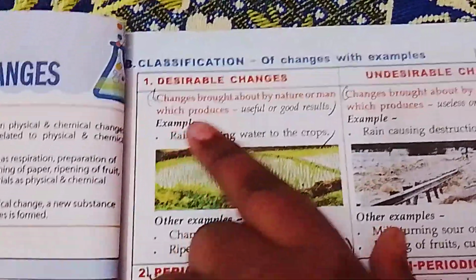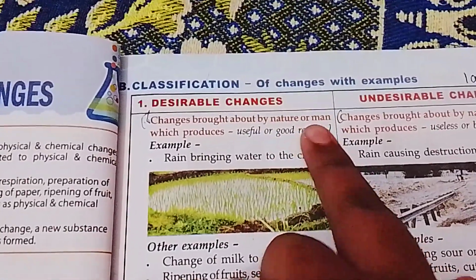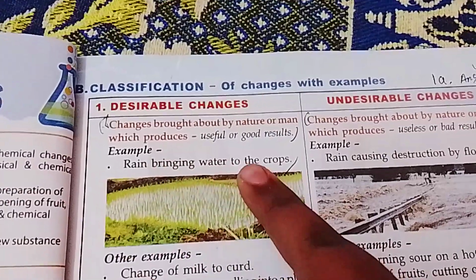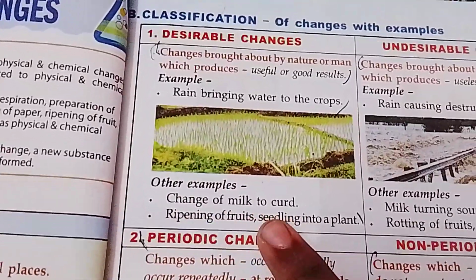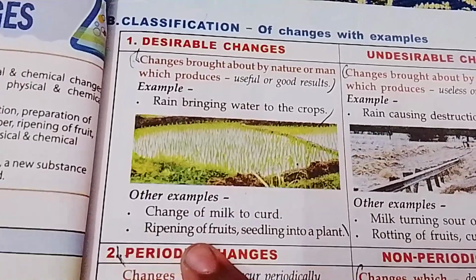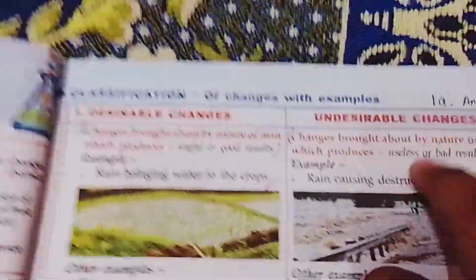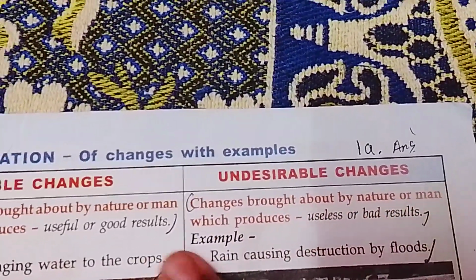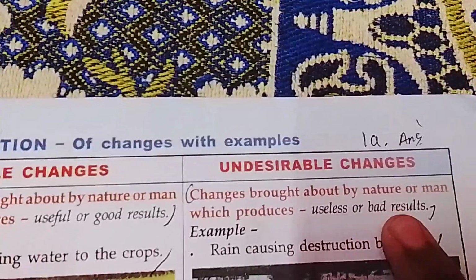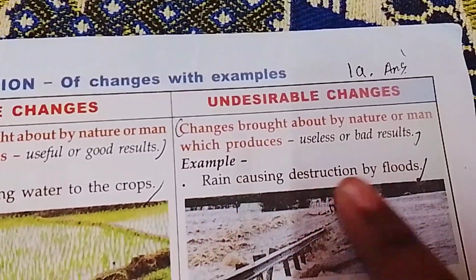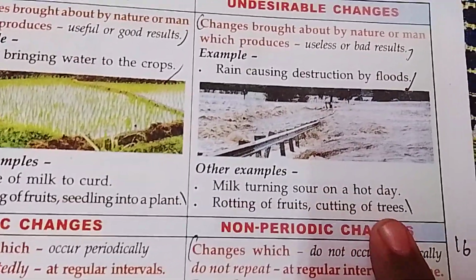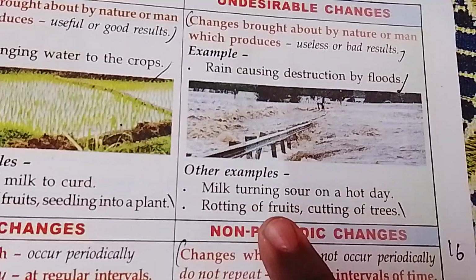Desirable change. Change brought about by nature or man which produces a useful or good result. Example, rain brings water to the crops. Other examples, change of milk to curd, germination of fruit seeds into a plant. Undesirable changes. Change brought about by nature or man which produces a useless or bad result. Example, rain causing destruction by floods. Other examples, milk turning sour on a hot day, rotting of fruits, cutting of trees.